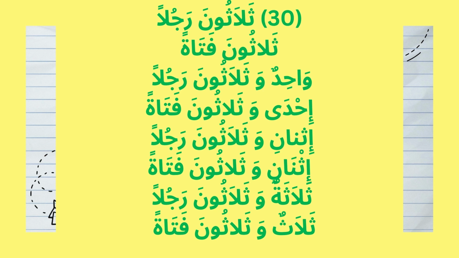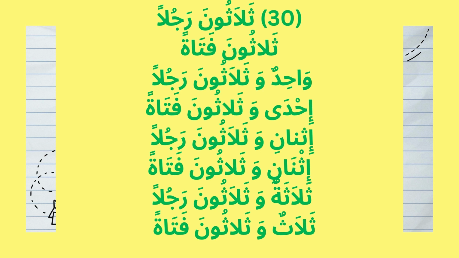More examples. 30 رجلا, 30 men. 30 فتاة, 30 girls. 31 رجلا, 31 men. 31 فتاة. It's interesting. In translation, man will be in the plural, but in Arabic they are singular. So even though we are saying 31 men, man here is in the singular because the rule is numbers 11 to 99 are followed by nouns in the singular.